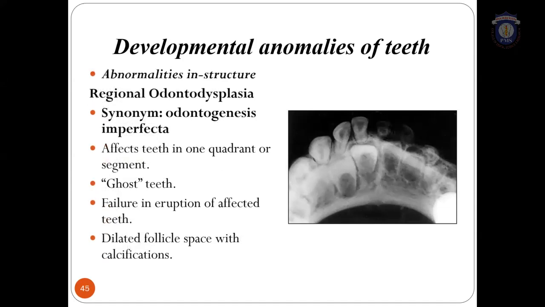Next abnormality in structure is regional odontodysplasia, also known as odontogenesis imperfecta. This affects the teeth in one quadrant or one segment. These teeth are also called ghost teeth. This occurs due to failure of eruption of the affected teeth. You can see that there will be a dilated follicular space with calcifications.